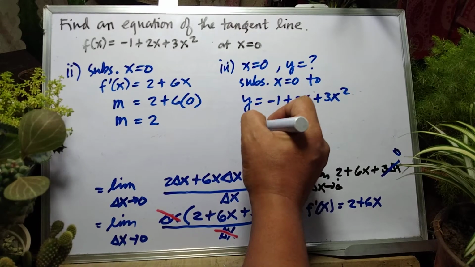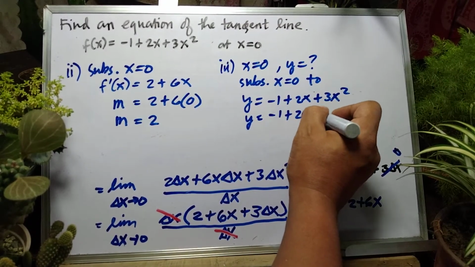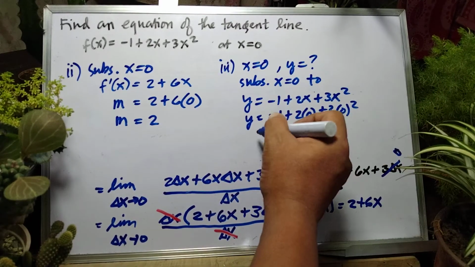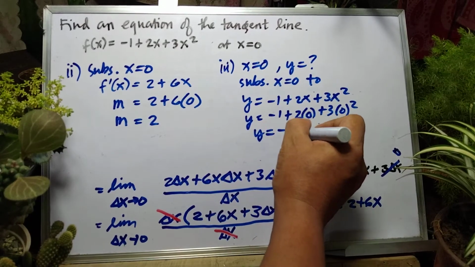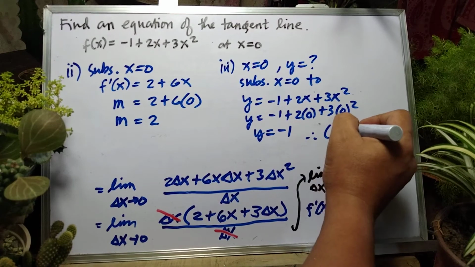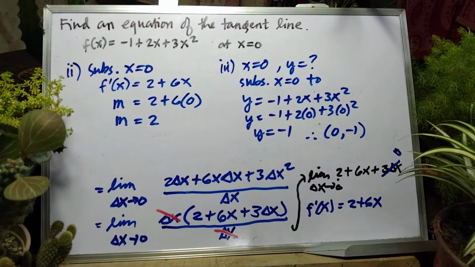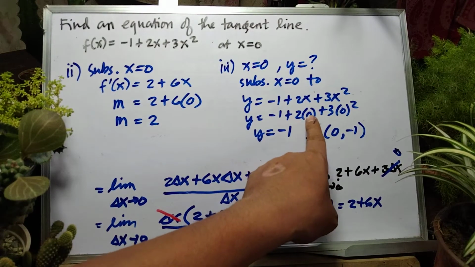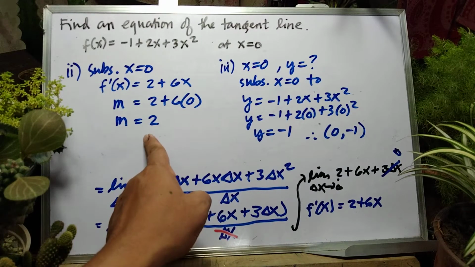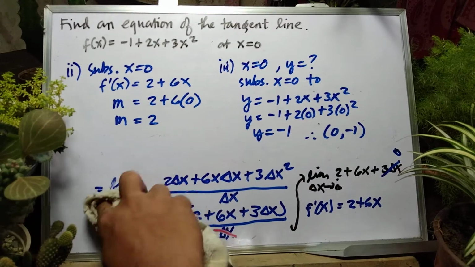So, you have y. Atong ipulong ang x is equal to 0. Negative 1 plus 2 times 0 plus 3 times 0 squared. So, it follows that your y is equal to negative 1. No? So, now we have a point 0 and negative 1. Negative 1 lang man siya, because 2 times 0 is 0, 3 times 0 is 0 na japon. So, naa na tay slope, naa na tay point. Okay. Now, let's move on to step 3.